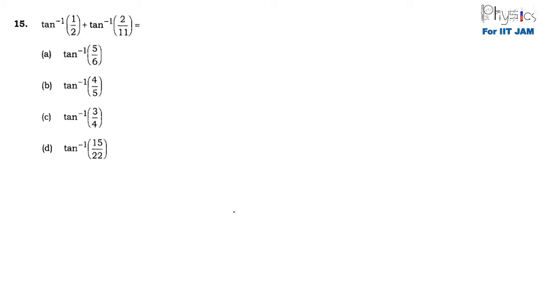Tan inverse half plus tan inverse 2 by 11 is equal to: option A, tan inverse 5 by 6; option B, tan inverse 4 by 5; option C, tan inverse 3 by 4; option D, tan inverse 15 by 22. So tell me, if you can answer this question, what is the correct option? Is it option A or B or C or D?